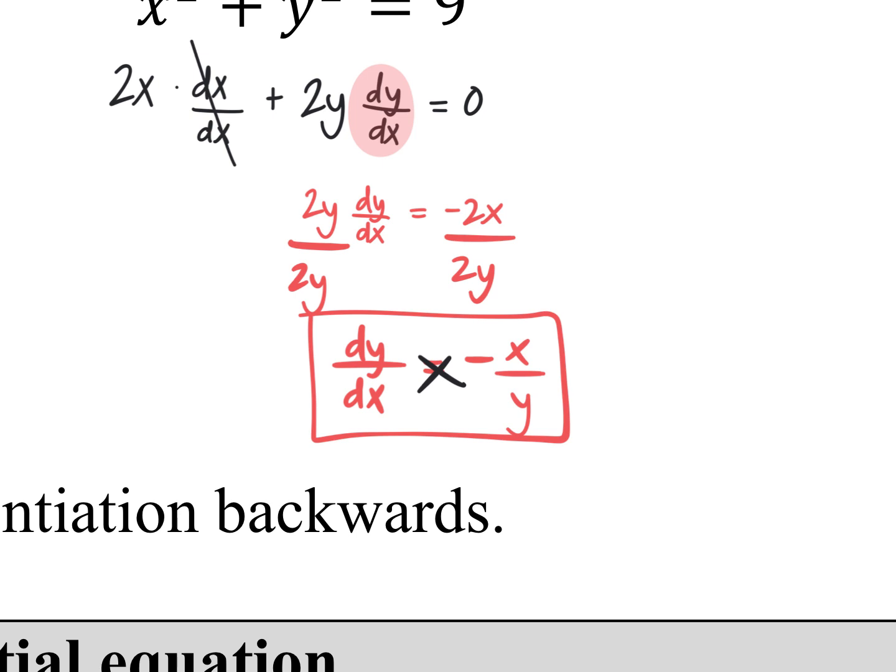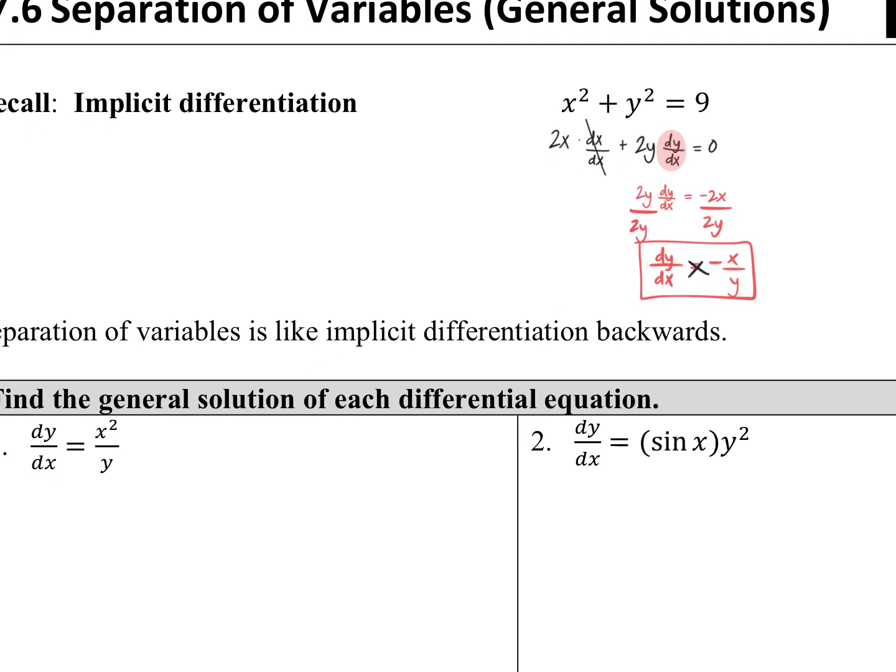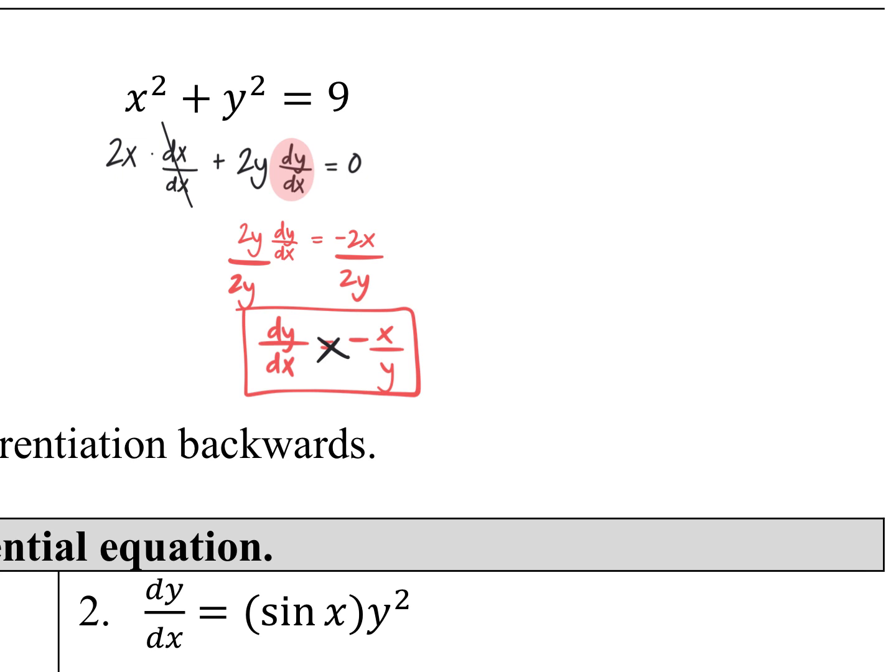This dy is a thing by itself, dx is a thing by itself. If I cross multiply here, this would become y times dy, and then on the right side, that becomes negative x times dx, right? Okay, so now I could integrate this. Integrate both sides, because what you do to one side, you have to do to the other side. Basic algebra.